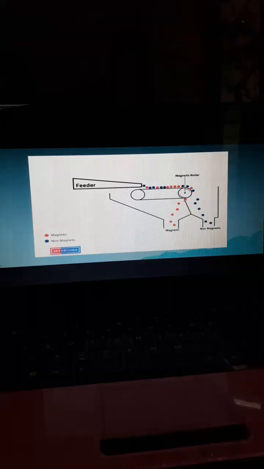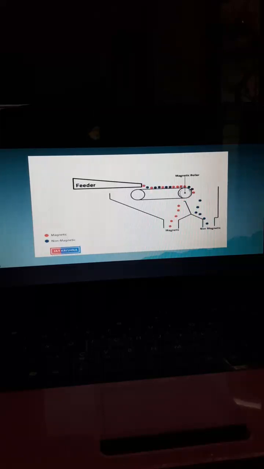Now what I'm watching here, observe carefully what's happening here. Here is given a magnetic roller. Two types of substances are rolling on this roller. Blue color is non-magnetic substances and red color is magnetic substances, my dear. So if you want to collect magnetic ores like the ores of iron, titanium, then you can apply this process. Very interesting.